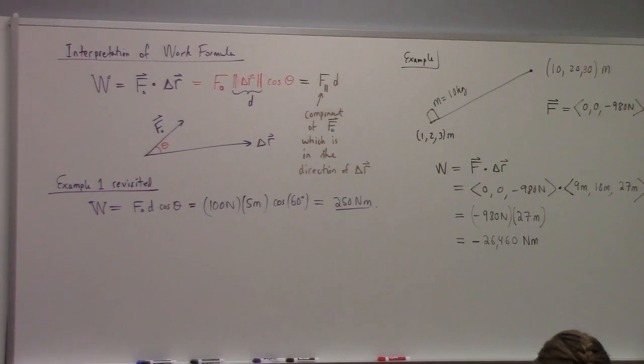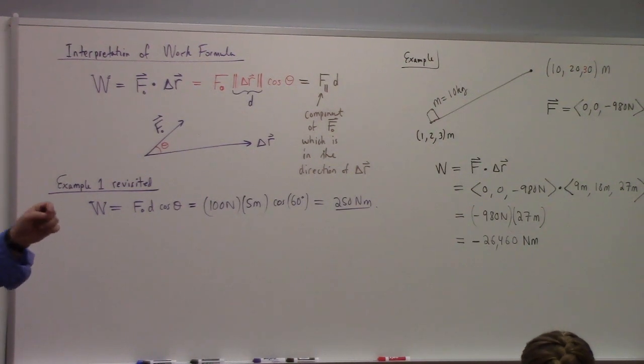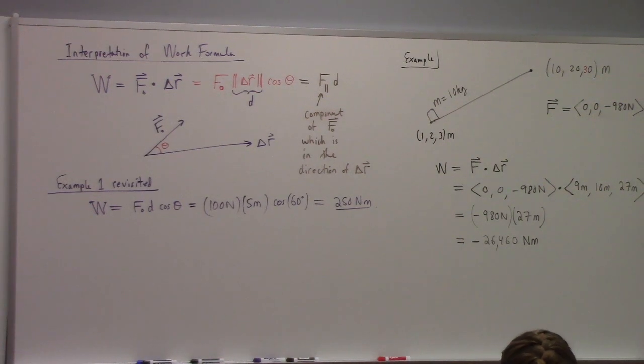But that's an oriented distance, right? If I go from point 1 to point 2, that's different than if I go from point 2 to point 1. If the force remained the same, the work done by that force would be negative going one way or the other. Which direction you're going matters. If the force points in the same direction as the displacement, the work done is positive. If the force points opposite the direction of the displacement, the work done is negative.